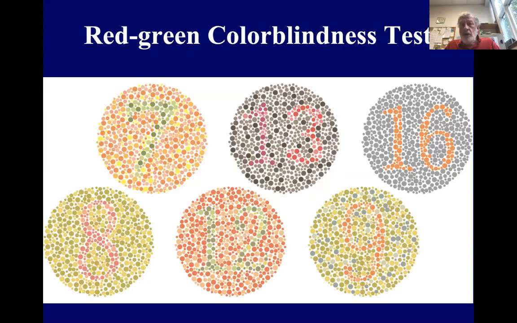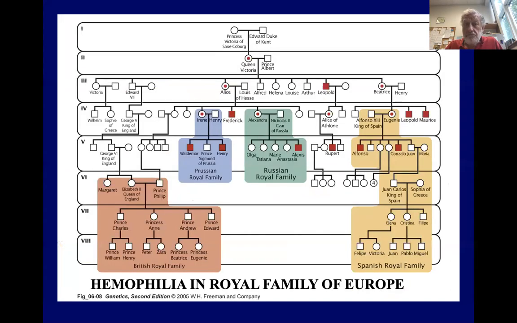So here are some red-green color blindness tests. In the upper one on the right, I can see an orange 16. That's pretty much all I can see. Kind of a faint reddish-pinkish 8 down in the lower left, and sort of a faint greenish 7 in the upper left. But otherwise, I don't see much in the way of numbers. I can tell traffic lights, however.